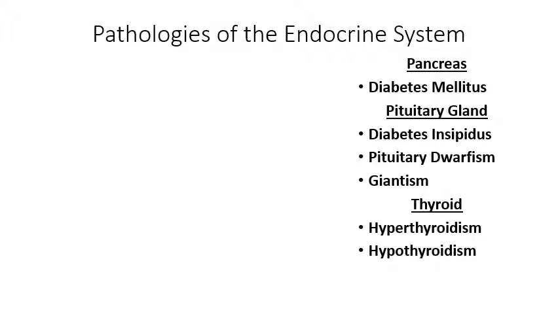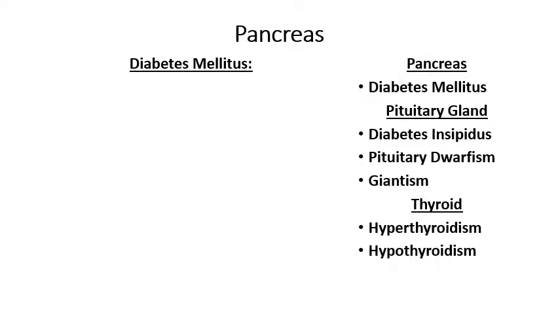All right, so we're going to learn about pathologies of the pancreas, pathologies of the pituitary gland, and pathologies of the thyroid gland. Okay, starting with the pancreas. Diabetes mellitus.